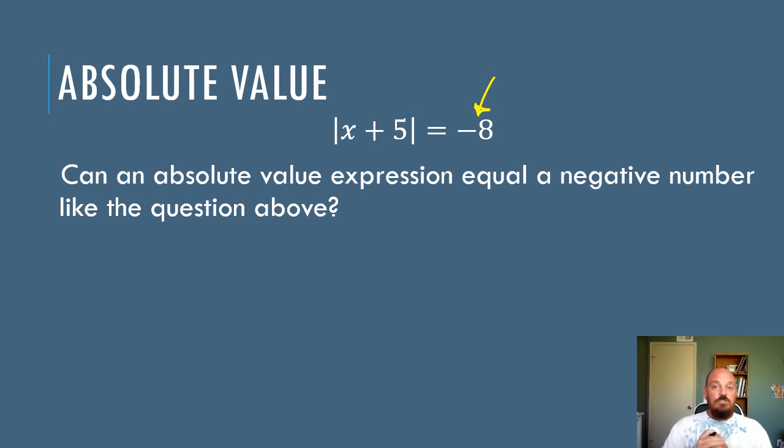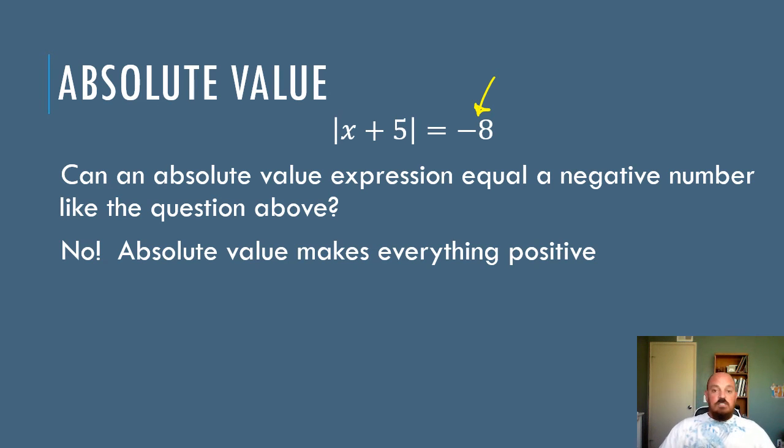The answer to the question is no, it can't. That can't ever be a negative number. And the reason is absolute value makes everything positive. So if this absolute value expression right here is always going to equal something positive, the other side of the equation can't be negative. You can't have a positive number equal to negative 8. It doesn't work. Those aren't the same.